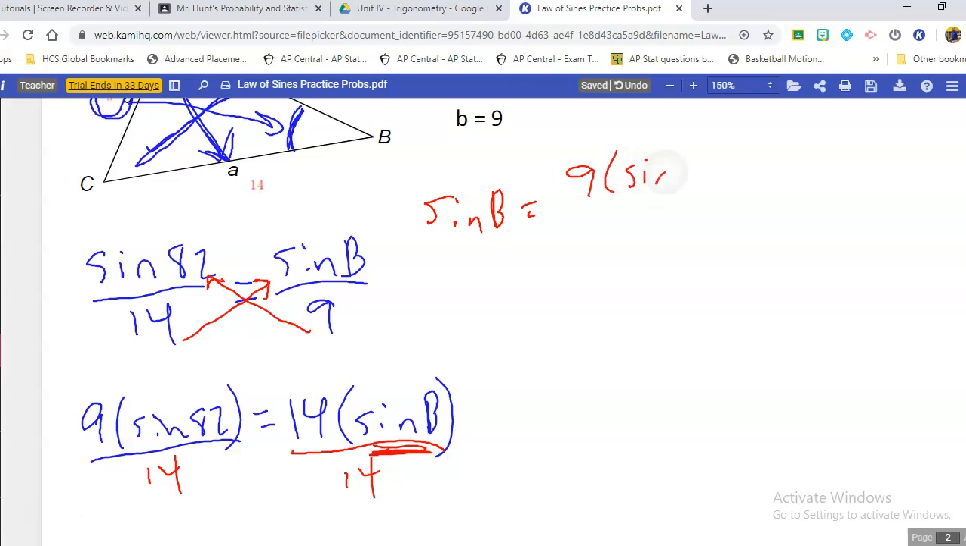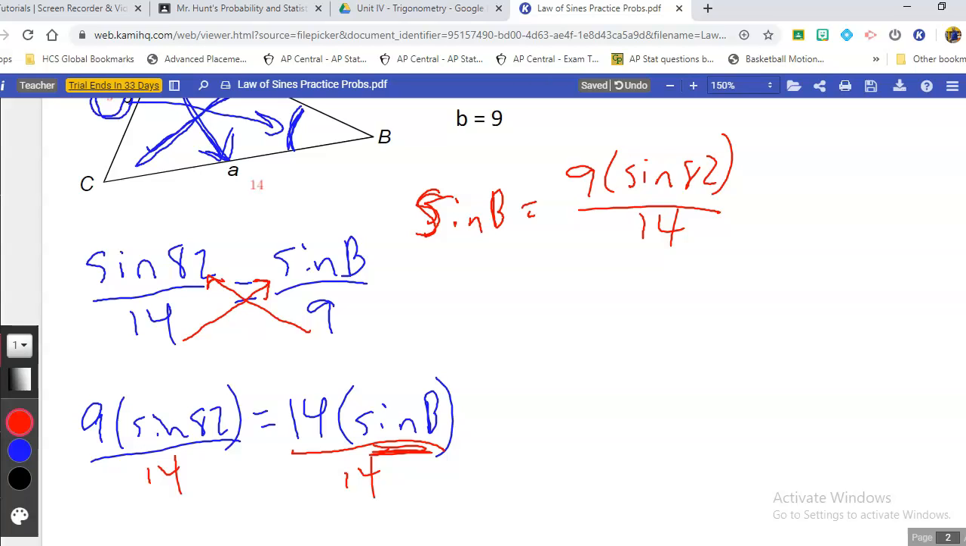9 times the sine of 82, all divided by 14. Now, I know I just wrote that all in red. Hopefully that doesn't confuse you. I also switched the signs, but it's the same thing. So I have sine of B is equal to 9 times the sine of 82, all divided by 14. And my only answer to this is to take the arc sine of both sides.